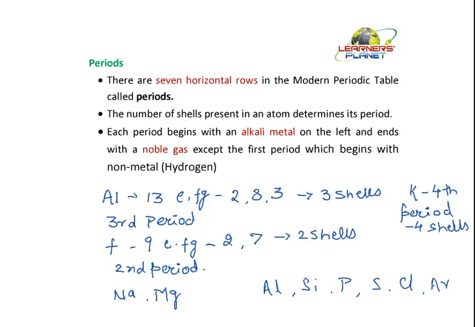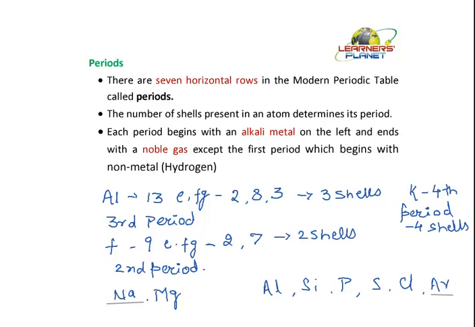So every period is starting with an alkali metal. And what is this alkali metal, students? It is sodium. Okay, and it ends with a noble gas. So for the 3rd period, what is the first element? Sodium, that is an alkali metal, and argon, which is a noble gas.